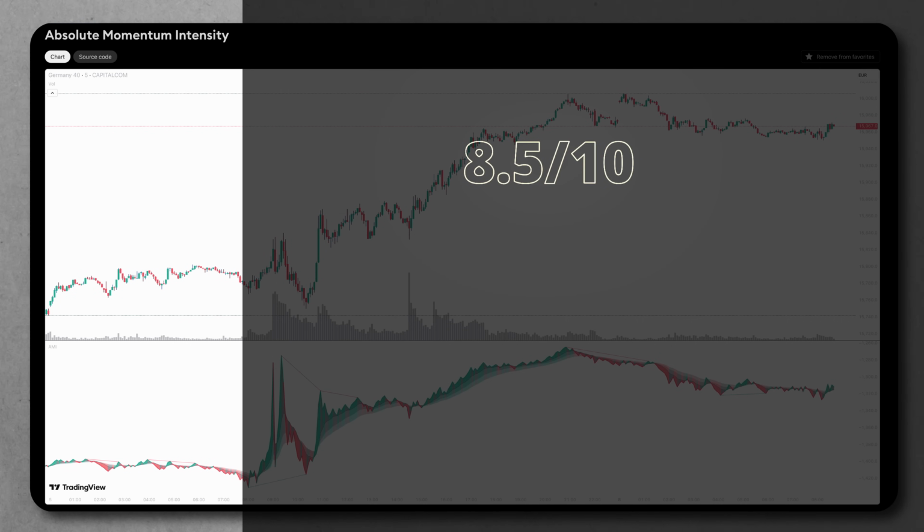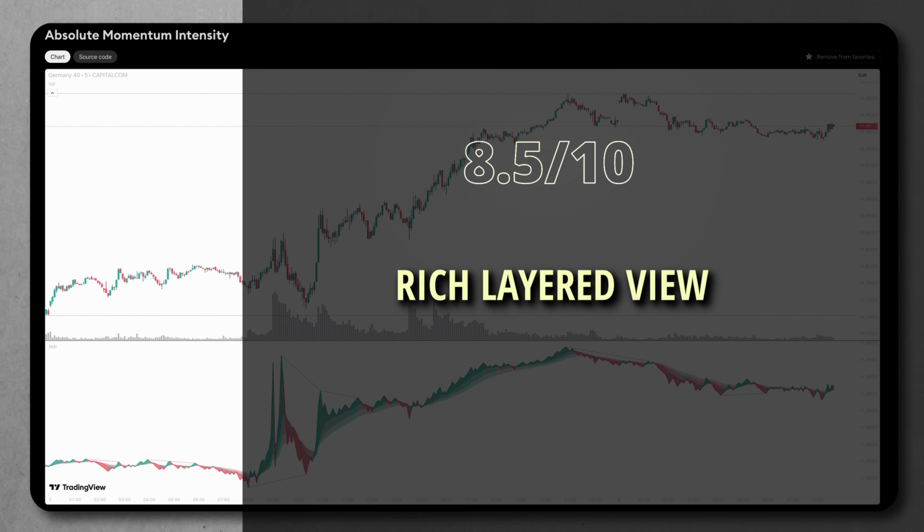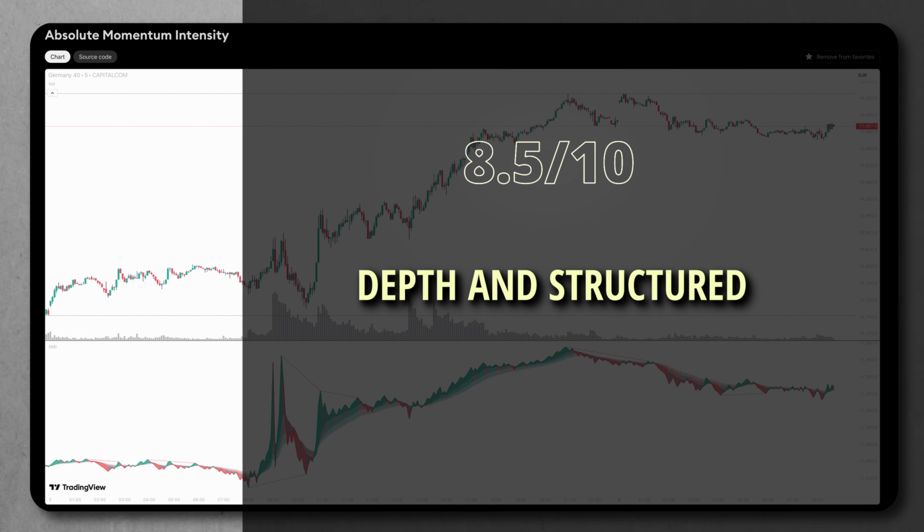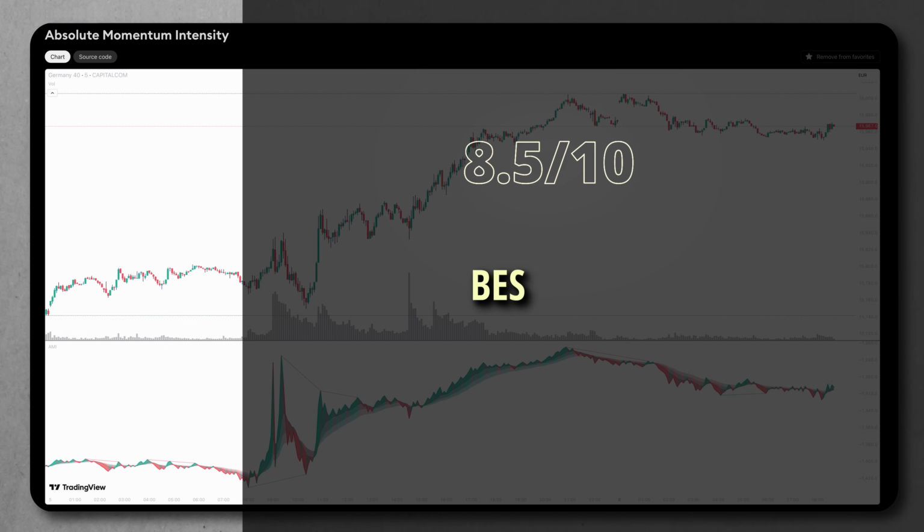Absolute Momentum Intensity provides a rich, layered view of market momentum. It rewards traders who prefer data depth and structured confirmation, but is best used alongside more straightforward tools for full context.